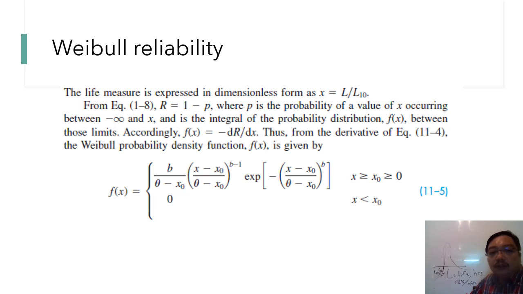So equation 18: R equals 1 minus P, where P is the probability of the value of x occurring from negative infinity to x, the integral of the probability distribution f between those limits. Accordingly, f(x) equals negative dR over dx. Taking the derivative, the Weibull probability function f is given by this equation. There are two conditions: the second one is x below x naught, and the first one is x in the range x naught or more. We will see how to use this equation in the example after this.